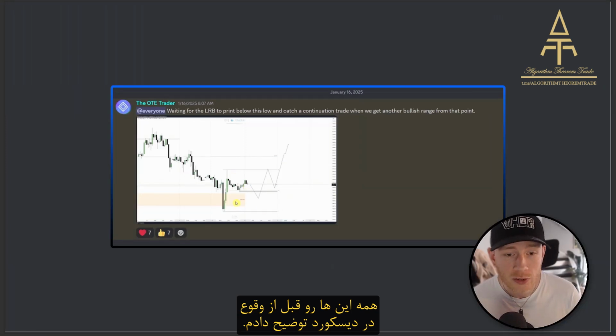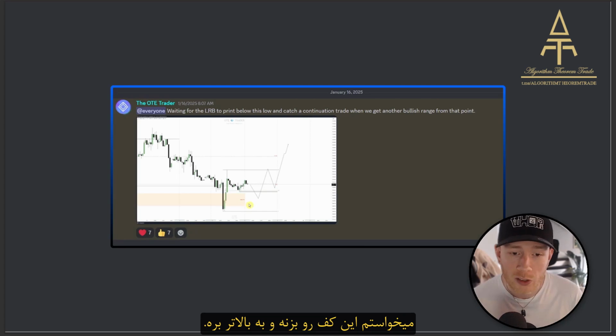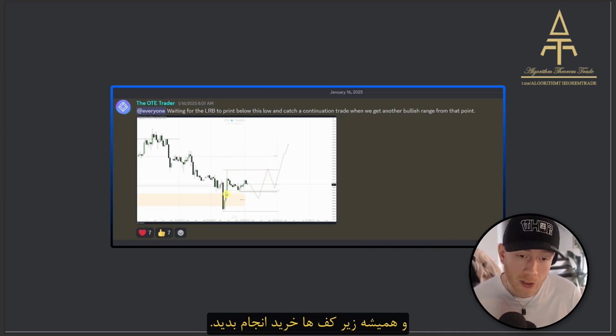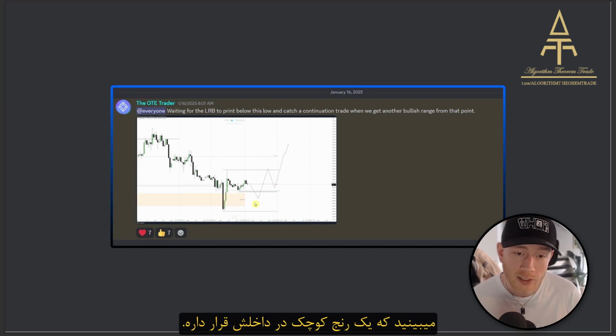Another call out, right? There's no hindsight. Everything has been called out before. It's all in my Discord for my exclusive members. Now you can see I want to order pair this low and want to see price go higher here, right? So always buy below an old low. There's a bigger range here and a smaller range inside of it, right?